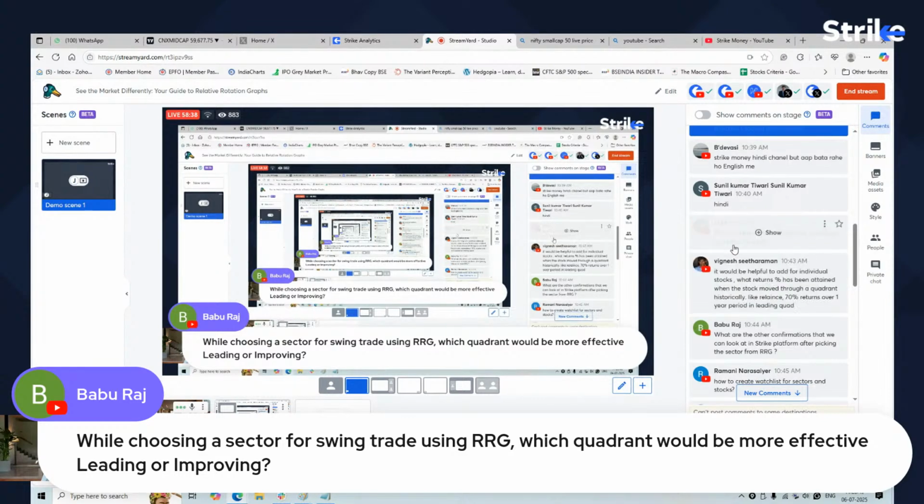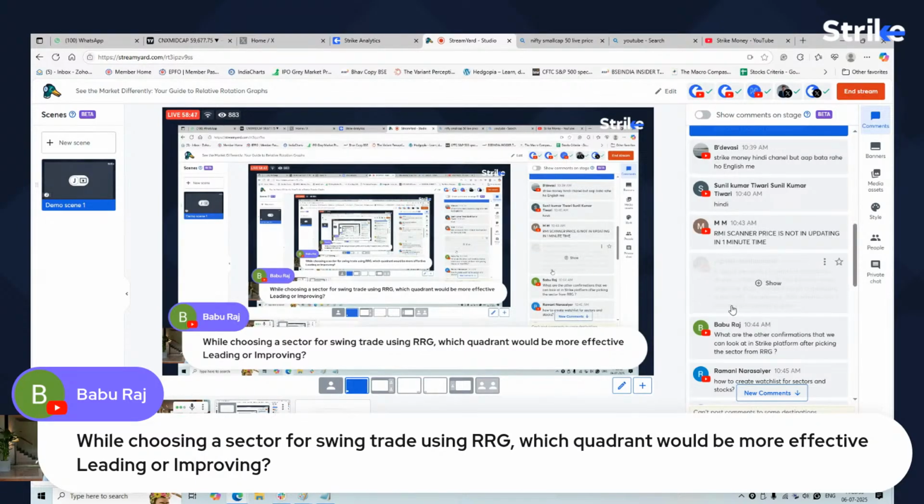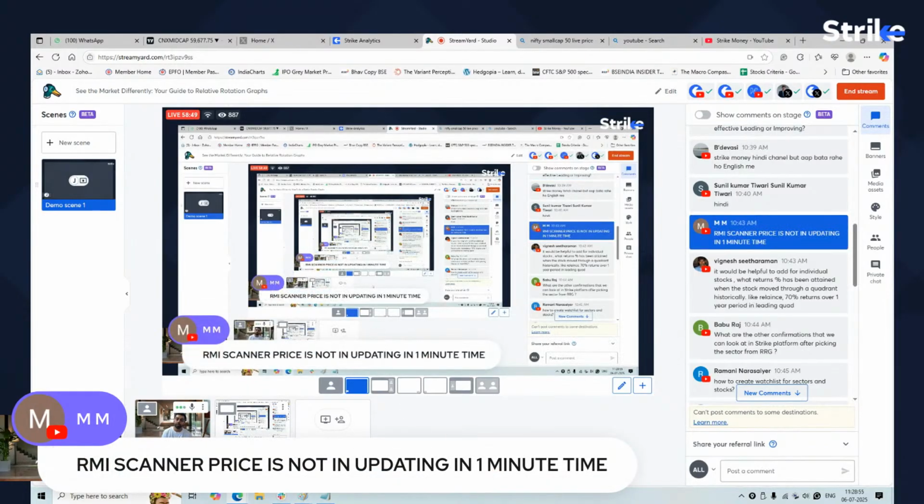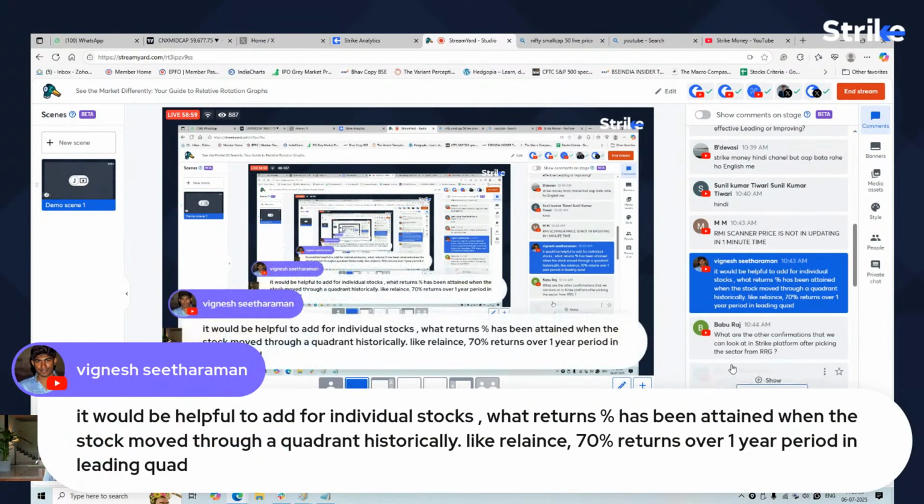RMI scanner is so far not updating in 1 minute. We are just left with the last module, which is indicator, which we are already working on. Once this is done, even the RMI scanners will start refreshing in 1 minute, and probably we will even try bringing down the lower time frames as well.